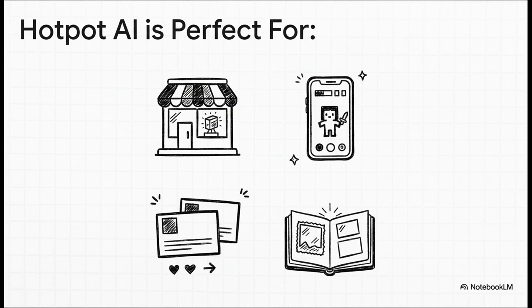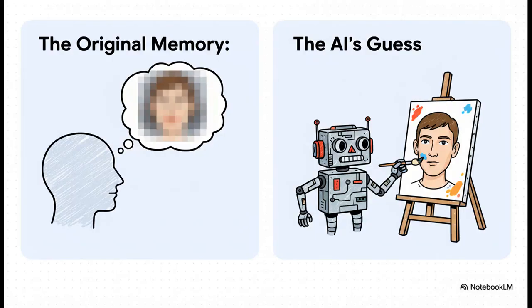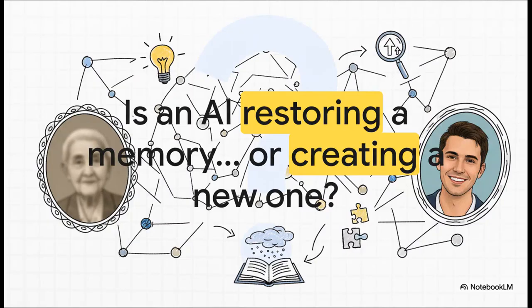But I want to leave you with one last thing to chew on, especially about photo restoration. You see, when a photo is really blurry, the AI can't just sharpen it. It has to guess. It has to fill in the blanks where the details are totally gone. So it's not just enhancing a memory. In a way, it's creating one. And that brings up a really fascinating question, doesn't it? When an AI fixes a blurry photo of a great-grandparent you never met, is it actually restoring that person for you, or is it creating a whole new, slightly fictional version of them? It's definitely something to think about as this kind of tech gets more and more woven into our lives.